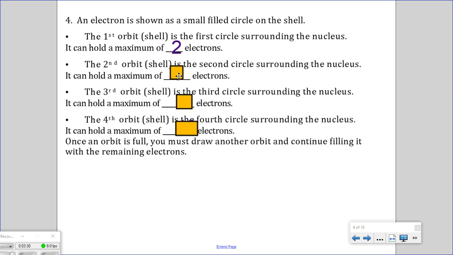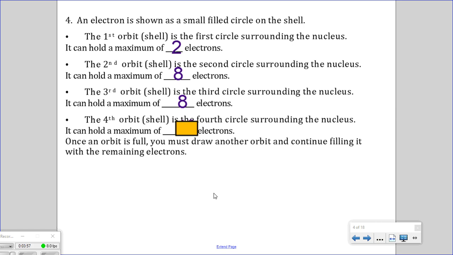The second orbit is the second circle surrounding the nucleus. It can hold a maximum of 8 electrons. So once a total of 8 electrons is reached in this orbit, it is considered full, and then remaining electrons have to be put into another orbit, or you start to fill a third orbit. So the third orbit is the third circle surrounding the nucleus. It can hold a maximum of 8 electrons.